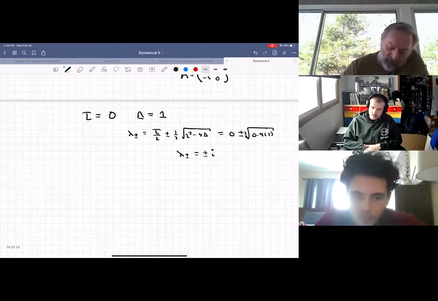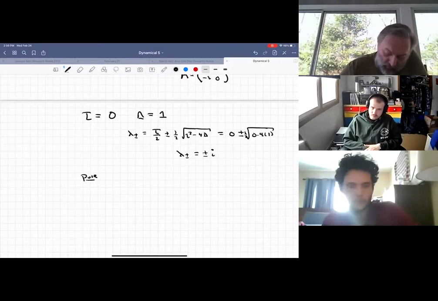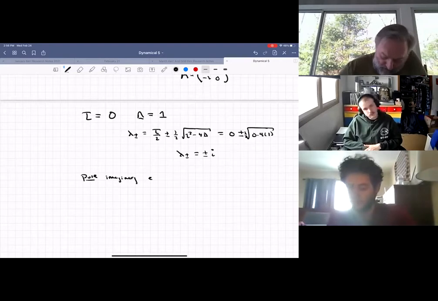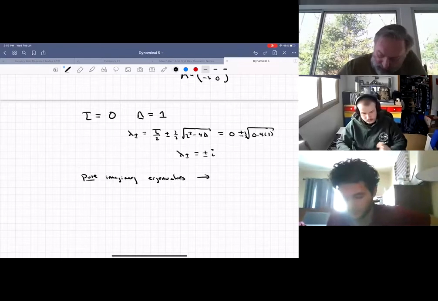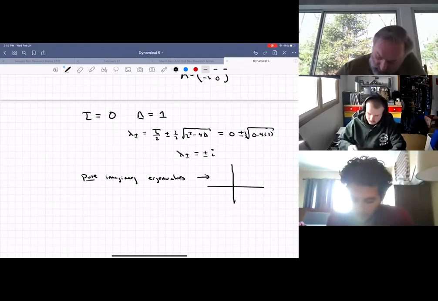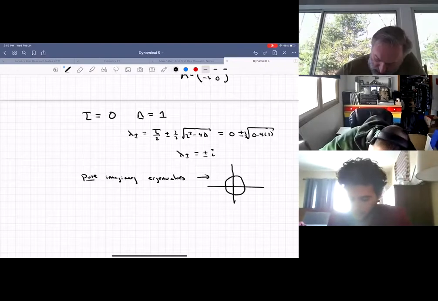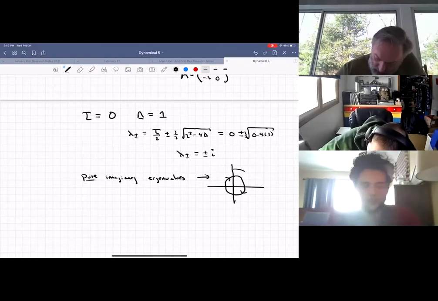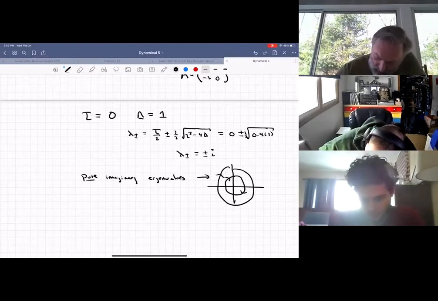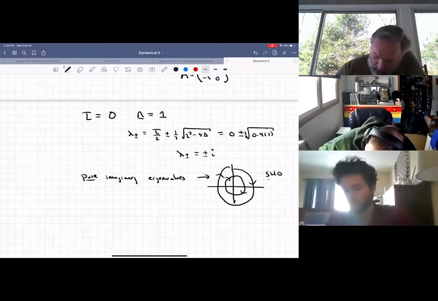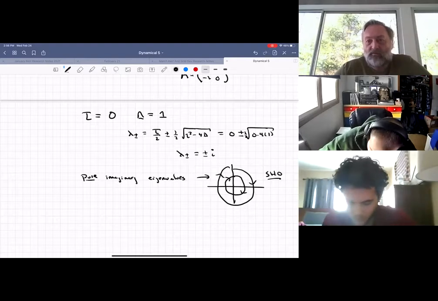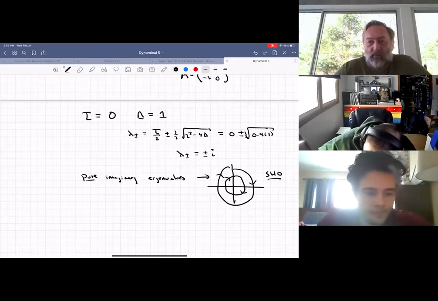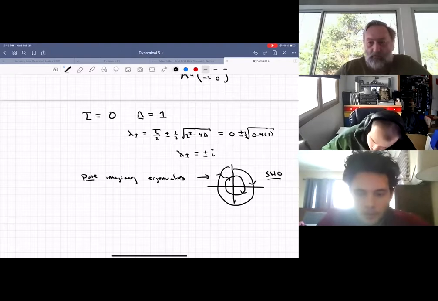Okay. So pure imaginary eigenvalues make phase flows that are simple harmonic oscillators. The simple harmonic oscillator is such that it has pure imaginary eigenvalues when I treat it like a 2D linear system.